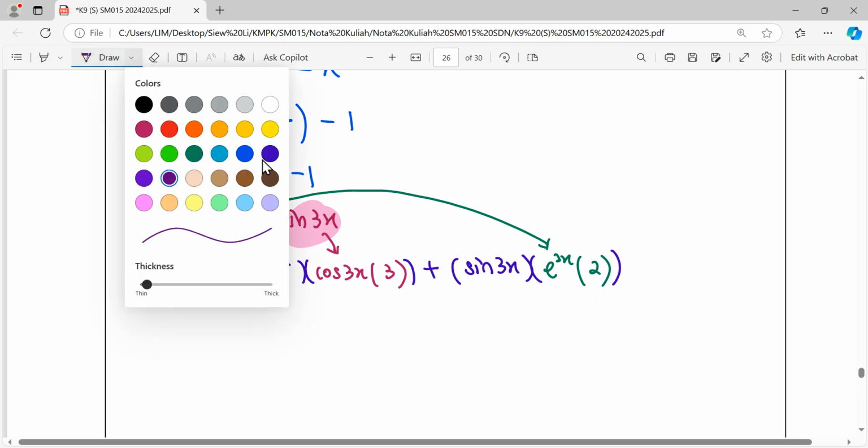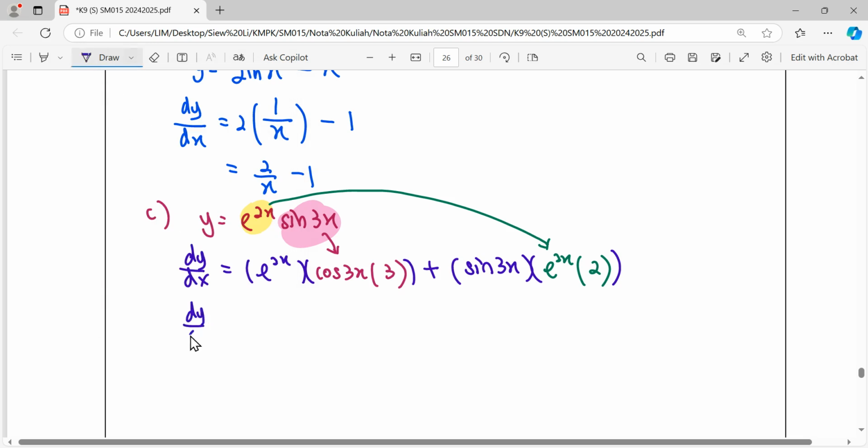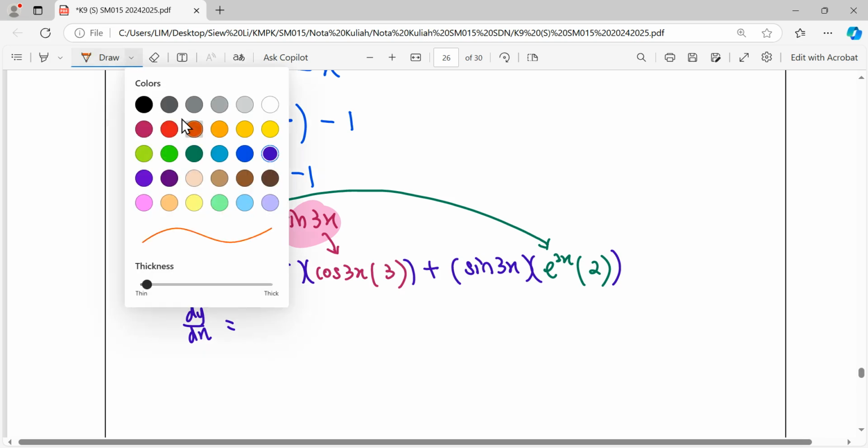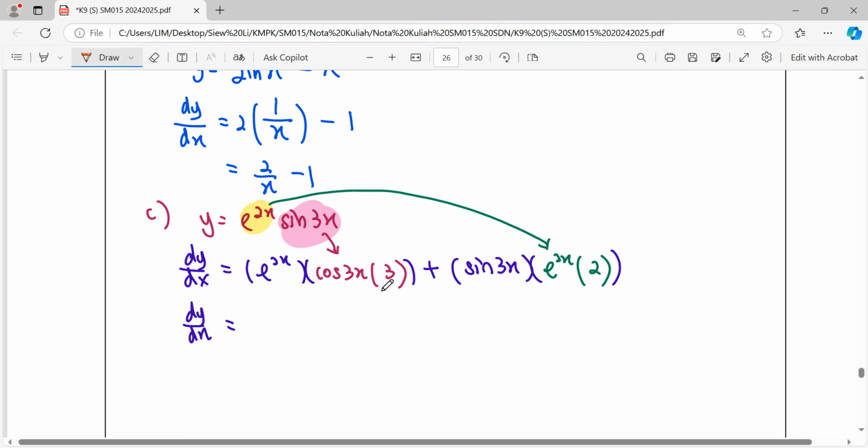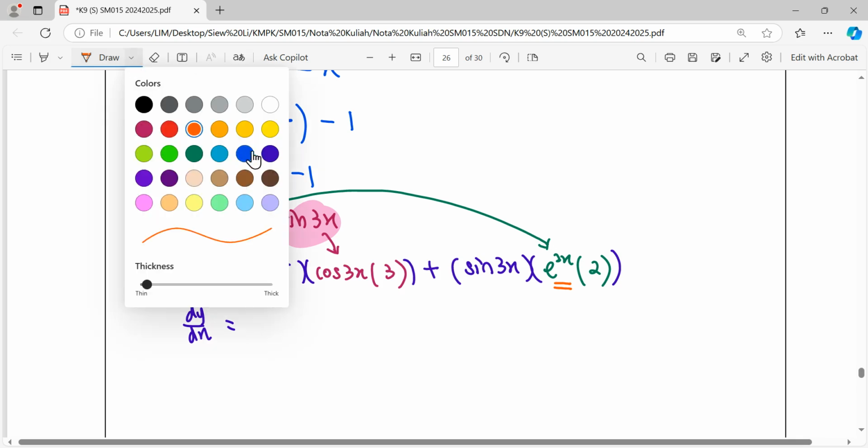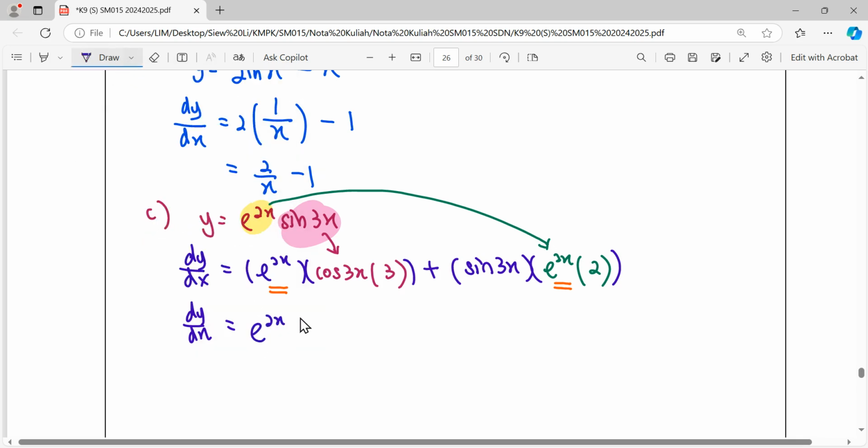After that, we're going to simplify. To simplify this, we're going to factorize and find the common factor here. So this is your first term, plus another term here. You can see the similar term here, which is e to the 2x. Therefore, we take out our e to the 2x. We factorize our e to the 2x. This is our common factor. When you take out e to the 2x, we have 3 cos 3x, plus here we have 2 sine 3x. So that's all for this.